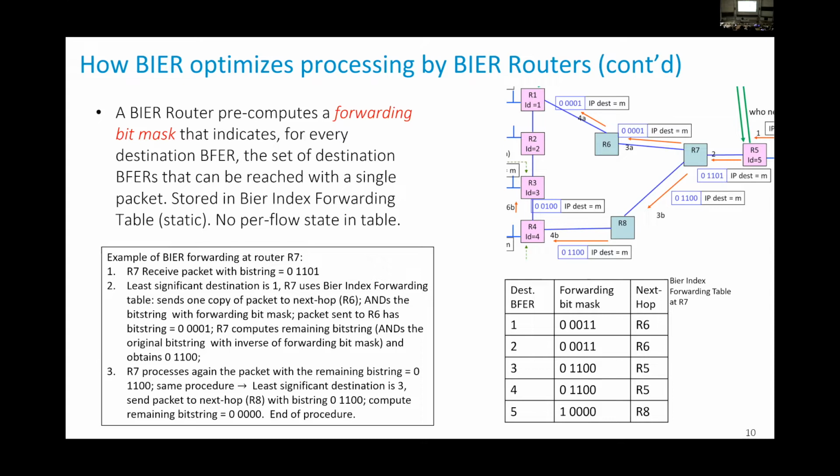Yes? How does the edge router know who is in the BIER domain? So here we assume all routers here are BIER routers. There are procedures. I give a reference to the RFC. There are procedures to handle the case where R7 would not be a BIER router, but R6 would be. So you can handle that. Let's skip those details. Question?